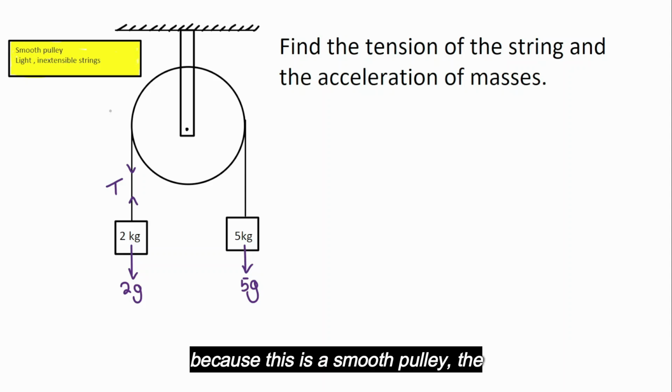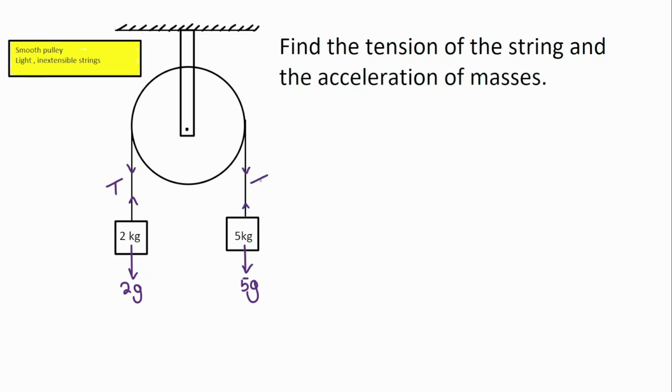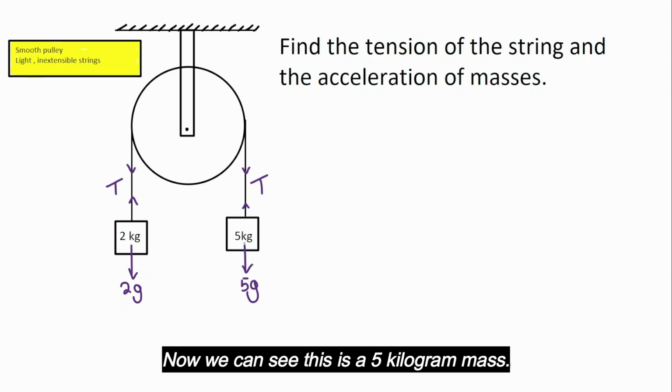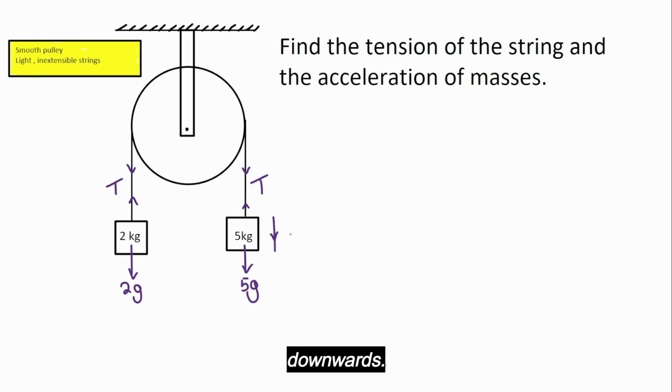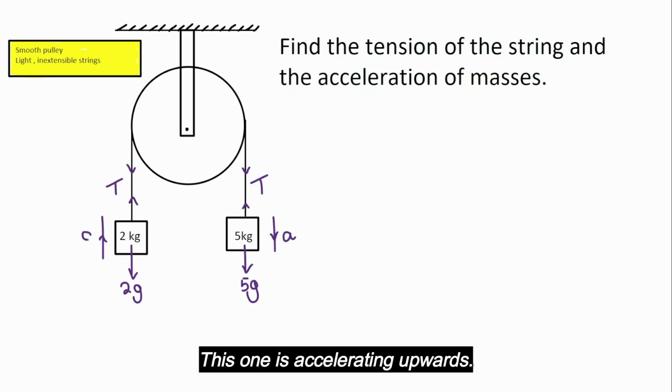Now, because this is a smooth pulley, the tension will be the same. If it was a rough pulley, obviously you would have two different tensions, but here it's a smooth pulley, so it's the same tension here. Now we can see this is a 5 kilogram mass, this is a 2 kilogram mass. Obviously this one is accelerating downwards, this one is accelerating upwards.